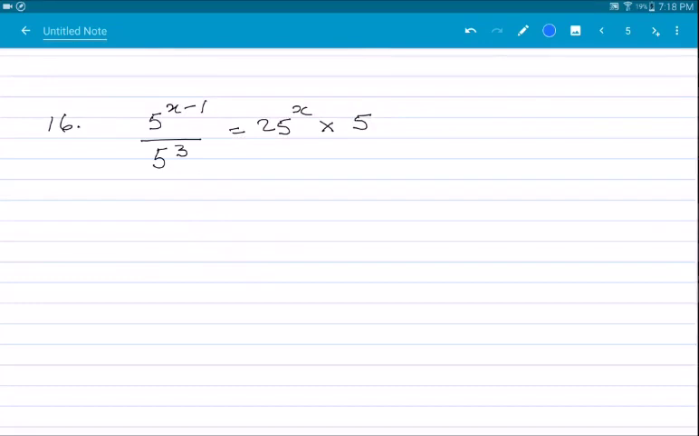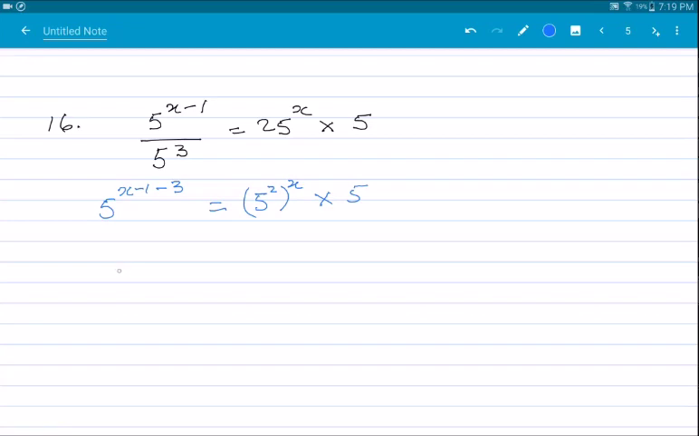Last question. 5x to the minus 1 divided by 5 cubed is equal to 25 to the x times 5. Well, let's take this left-hand side and express it as a single fraction. Since it's division, we subtract the indices. That is 5x to the minus 1 minus 3 is equal, and I'm going to change this 25 to 5 squared so that I have everything in the same base.